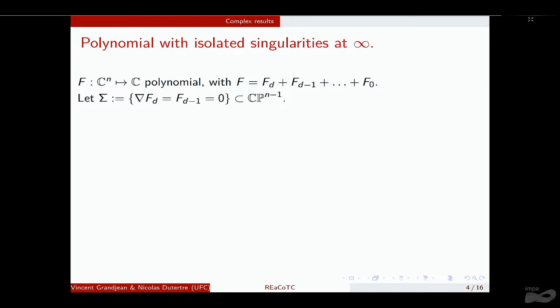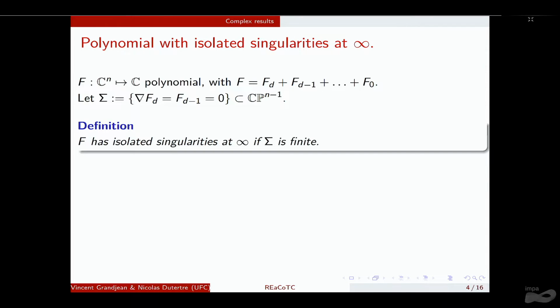So the title of the slide is Polynomial with Isolated Singularity at Infinity. What is this? Well, the polynomial f is said to have isolated singularities at infinity if this subset sigma is finite. In other words, if you want to look at it as an affine subset of C^n, then it's a finite union of lines, vector lines. So this definition was, I suppose, introduced by Adam Parusiński.